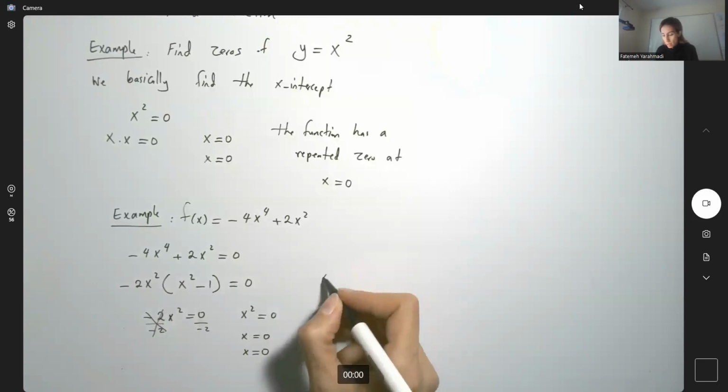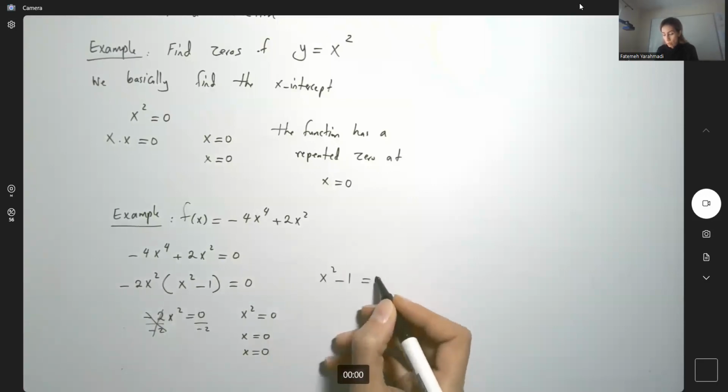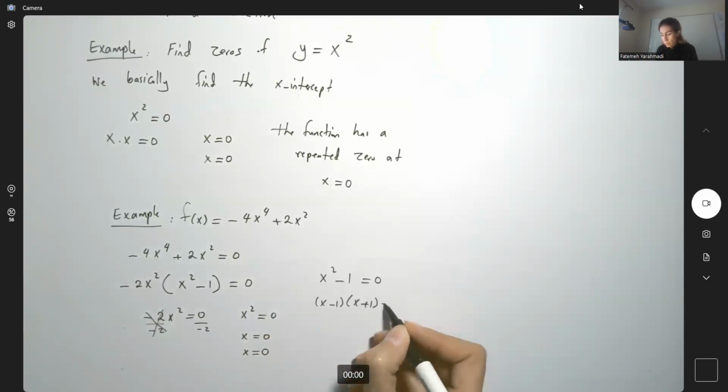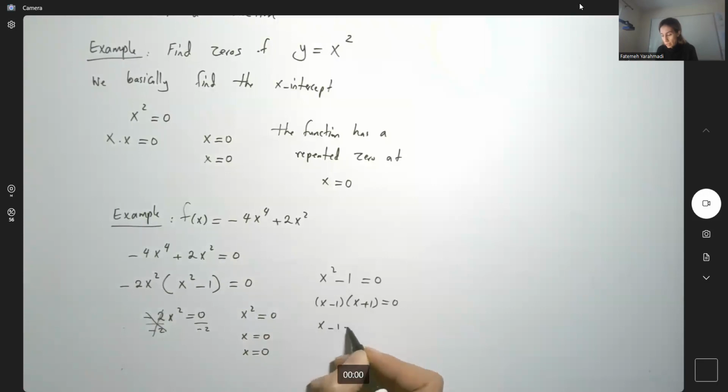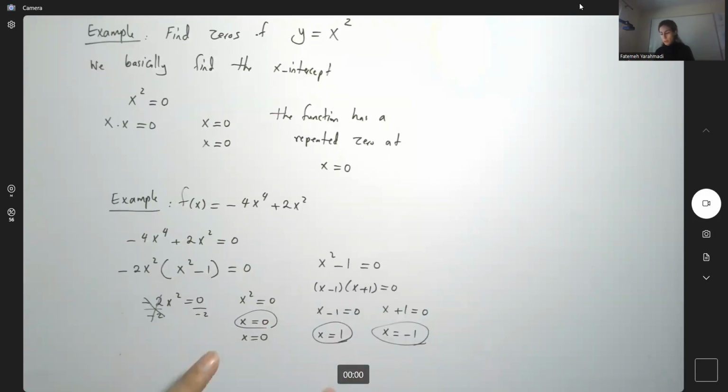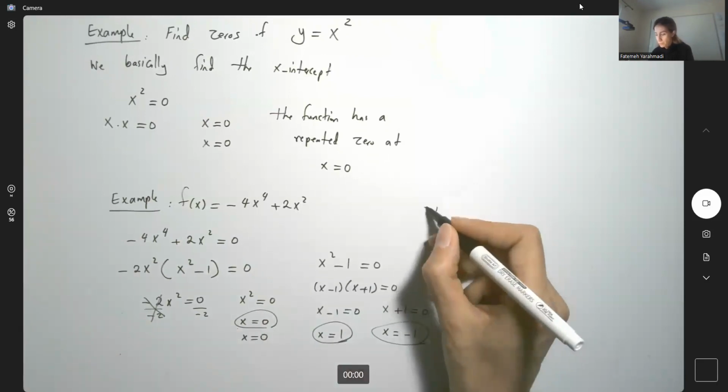And also, you have x squared minus 1 equal to 0. You can say that x minus 1 times x plus 1 is 0, or x minus 1 is 0, x is 1, another 0, and x plus 1 is equal to 0, or x is negative 1. So we ended up having 3 zeros. One of them is a repeated 0, but we're not going to say that we have 4 zeros. We have 1, 2, 3 zeros.